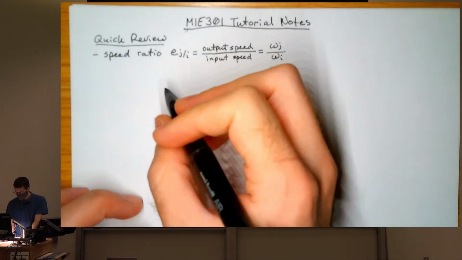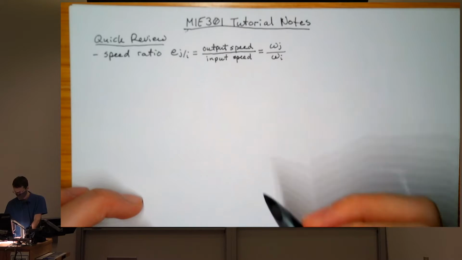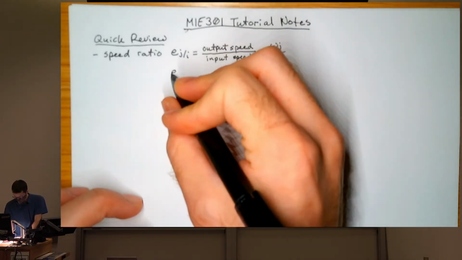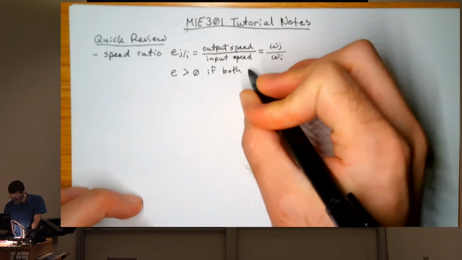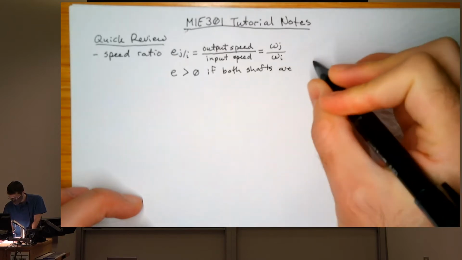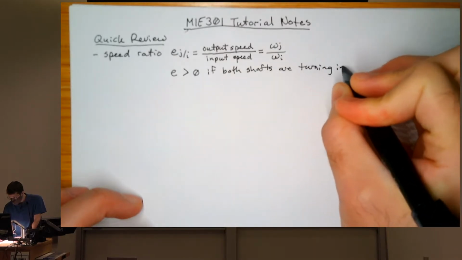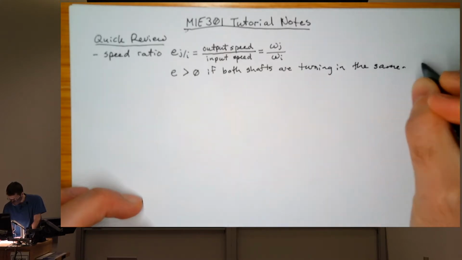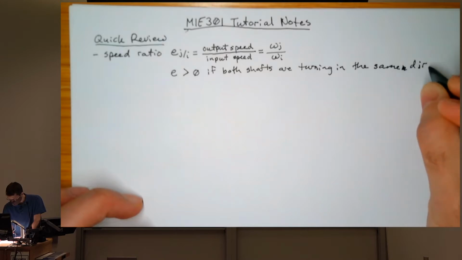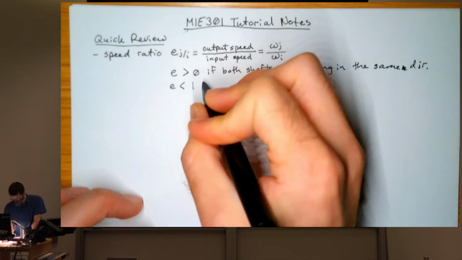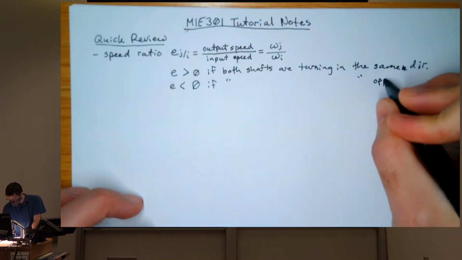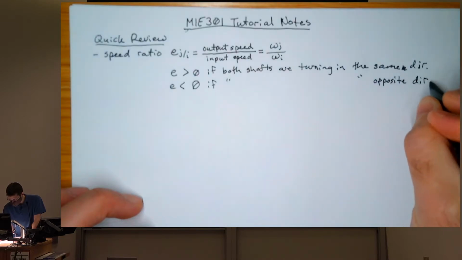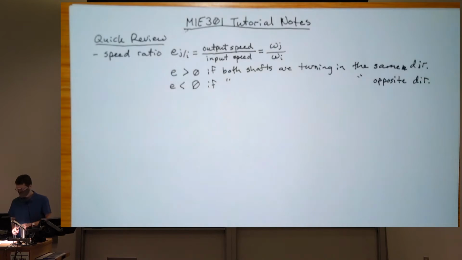And a convention that is often used when we look at the speed ratio is we say that the speed ratio is greater than 0 if both shafts spin in the same direction, and we often say it's less than 0 if they spin in opposite directions. So what do I mean by that?